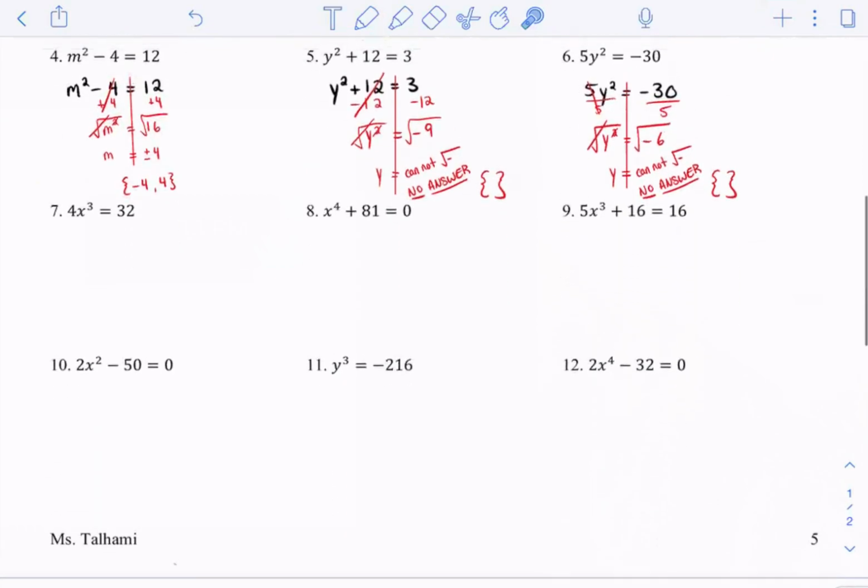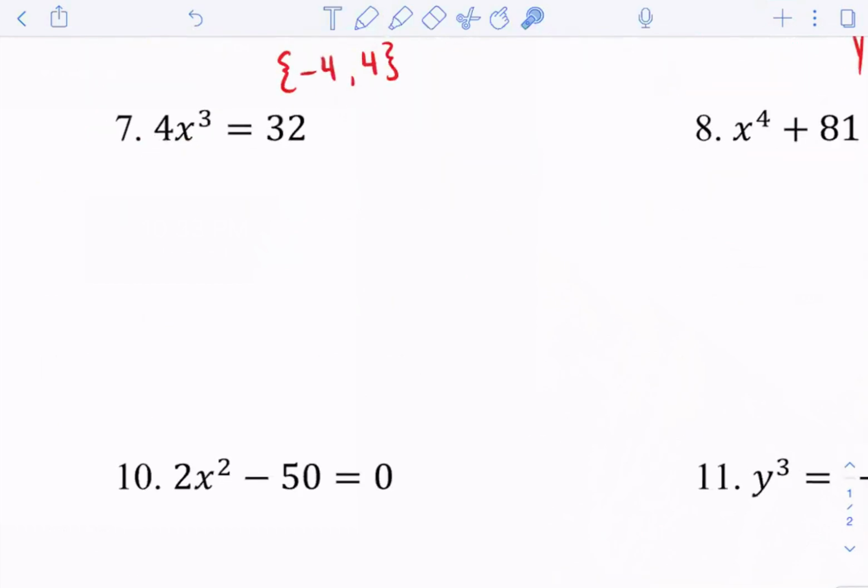Okay, so now I'm going to do numbers 7, 8, and 9 with you. So let's start with number 7. So starting with number 7, again, I need to get my exponent by itself. So I'm first going to divide both sides by 4, and I get x to the third equals. Now, if you want to do this correctly, you could use your calculator, and you will get 8.